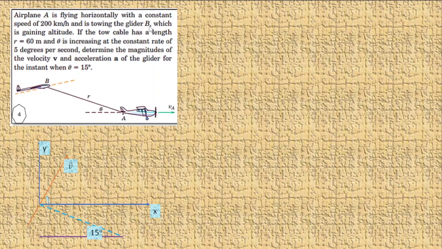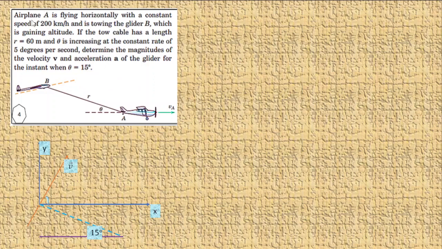and is towing the glider B, which is gaining altitude. If the tow cable has a length r equals 60 meters and theta is increasing at the constant rate of 5 degrees per second, determine the magnitude of the velocity and the acceleration of the glider for the instant when theta equals 15 degrees.